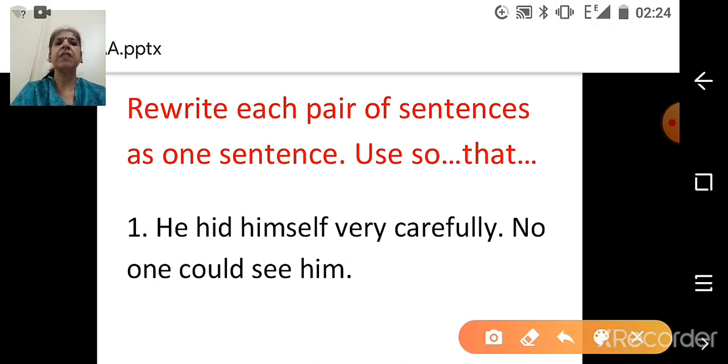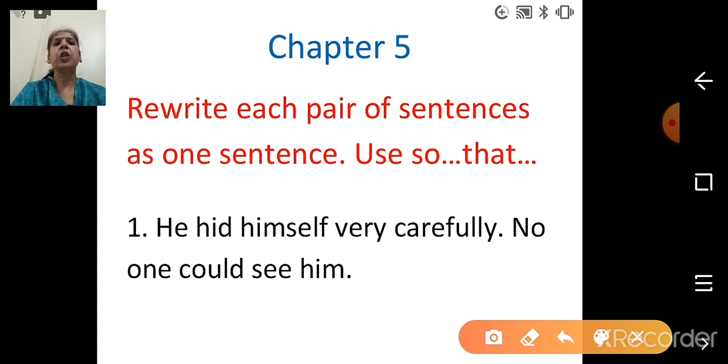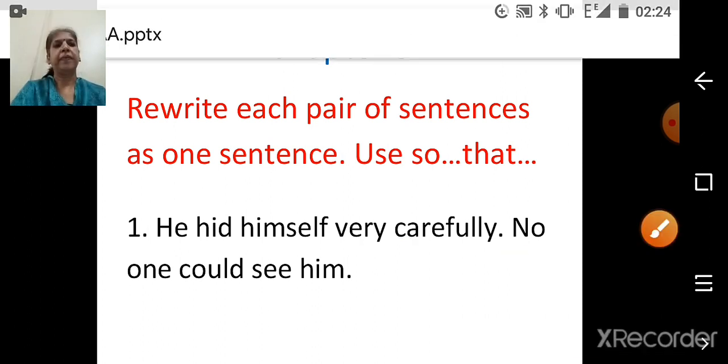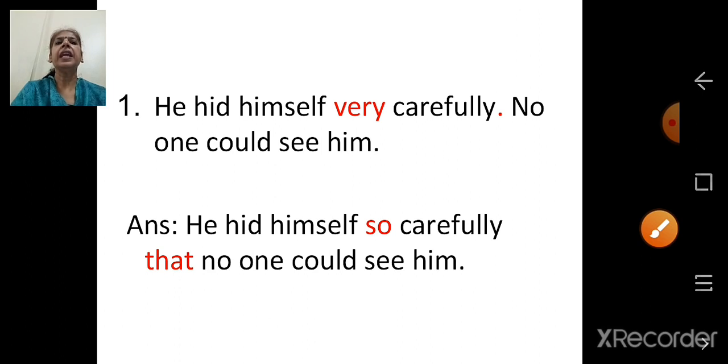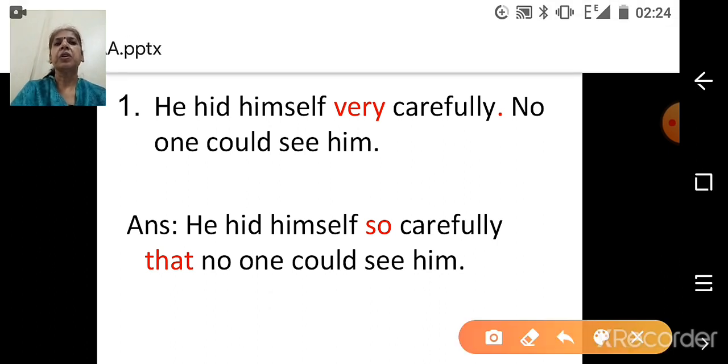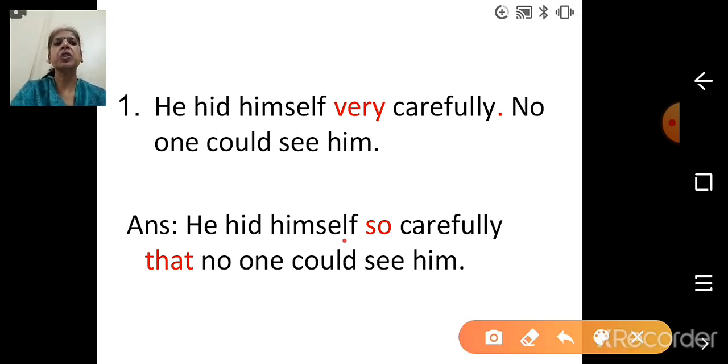First question. He hid himself very carefully. No one could see him. So the answer is he hid himself so carefully that no one could see him. Now what is the technique we have to use? We have to use so. Very is left out. Remember, he hid himself so carefully that no one could see him.